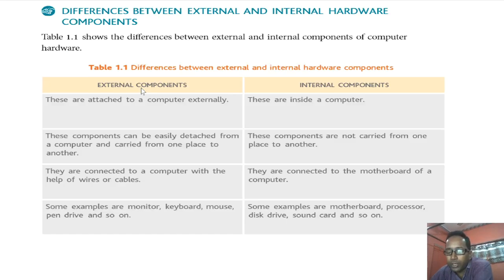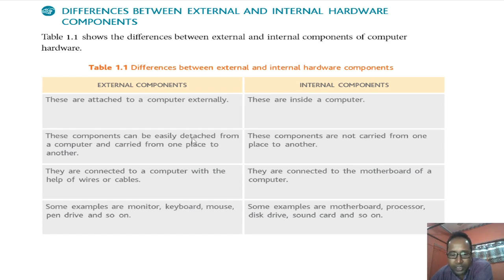So we have learned a few internal and external hardware components. Now we have to find out the differences. In two columns, differences are given: external components and internal components. External components are attached to the computer externally, whereas internal components are present inside a computer.